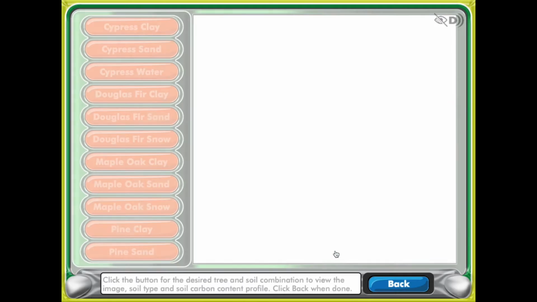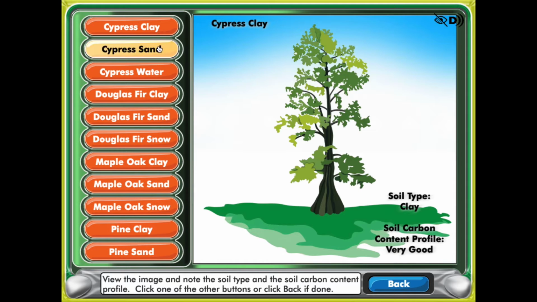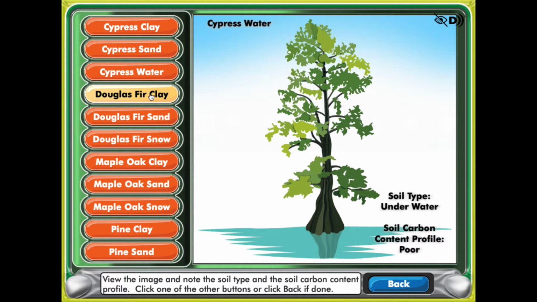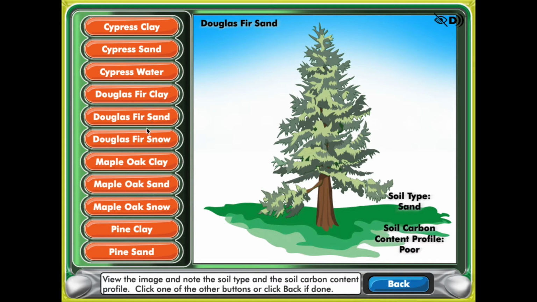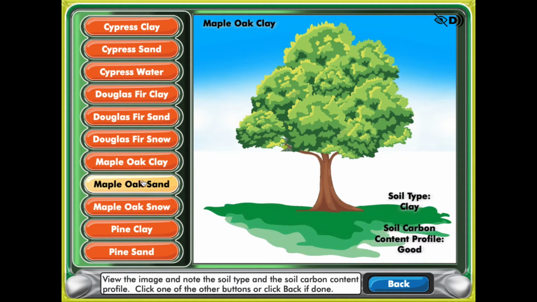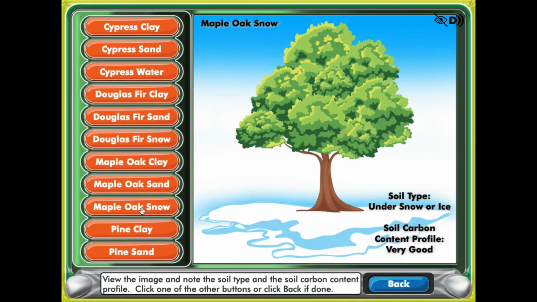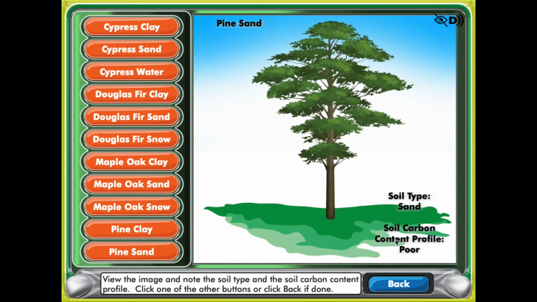In Part 2, the soil carbon content profile of trees in various environments is examined. To examine the soil carbon content profile, select a tree in a specific soil type and record the relevant information.